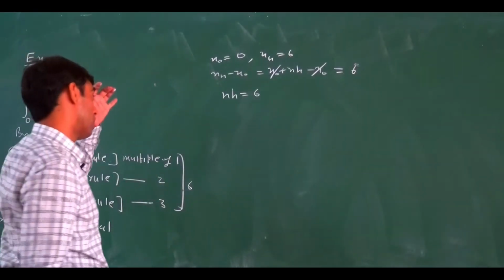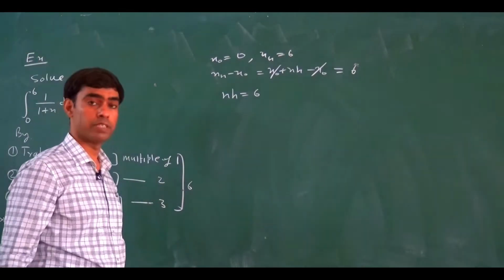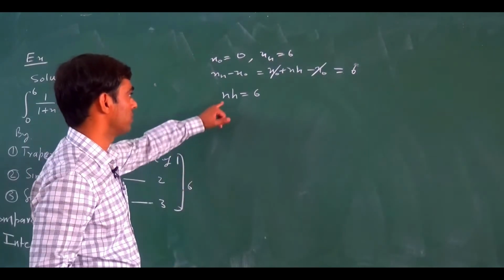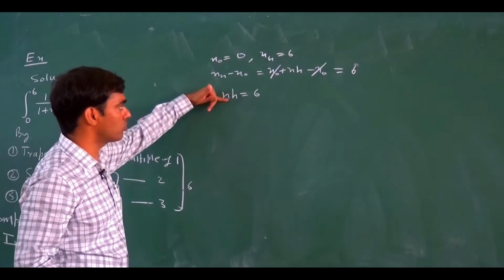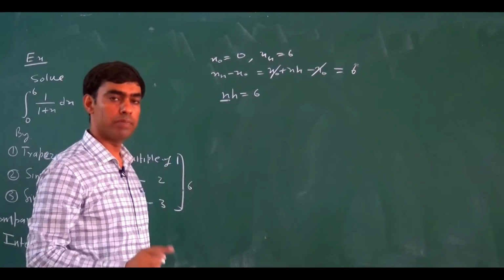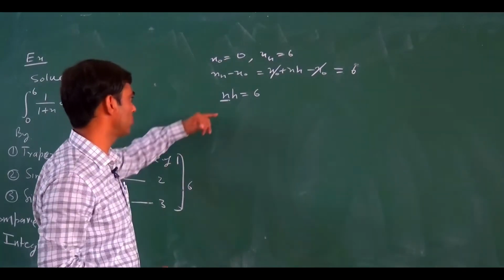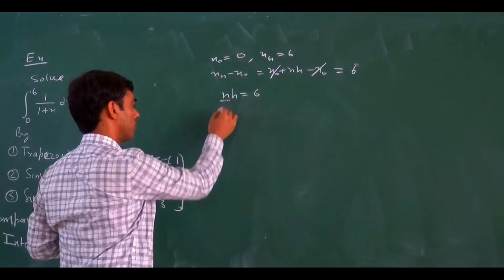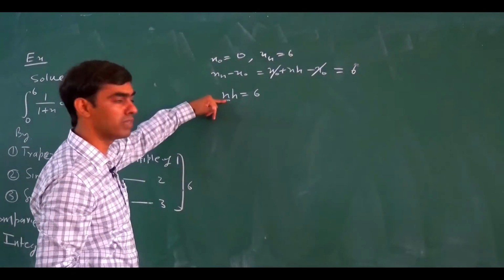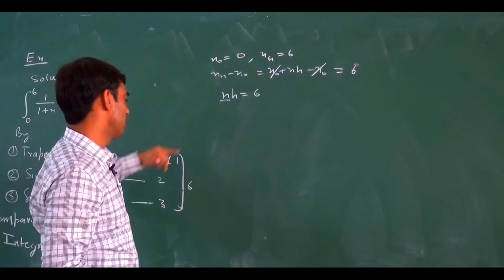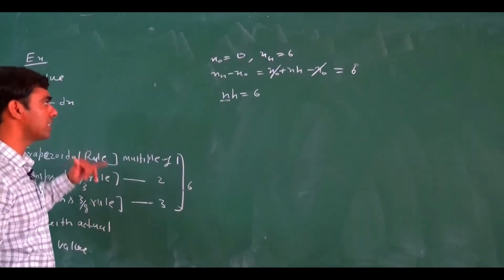So how do we choose the value of h? This one is very important to solve any numerical example. If we solve by the trapezoidal rule, n must be a multiple of 1. If we solve by the Simpson 1/3 rule, n must be a multiple of 2. And if we solve by the Simpson 3/8 rule, then n must be a multiple of 3. So here we are going to solve by all three methods.